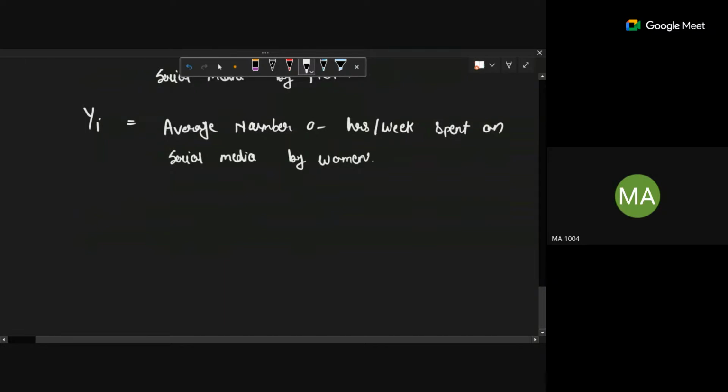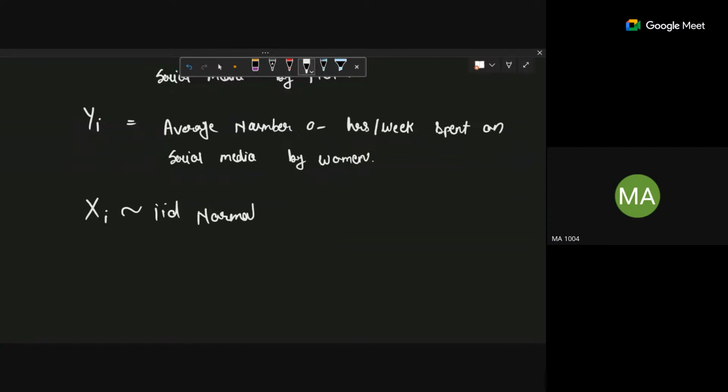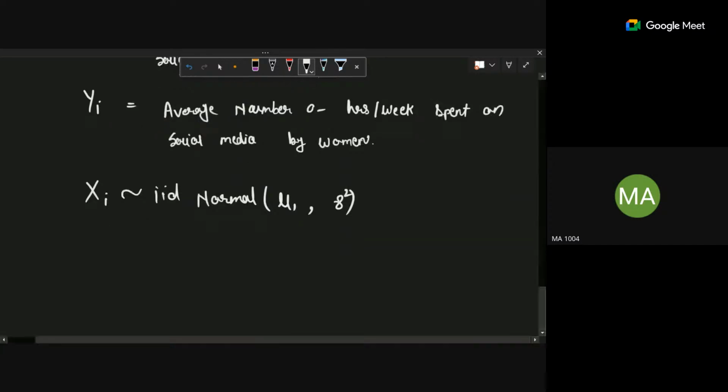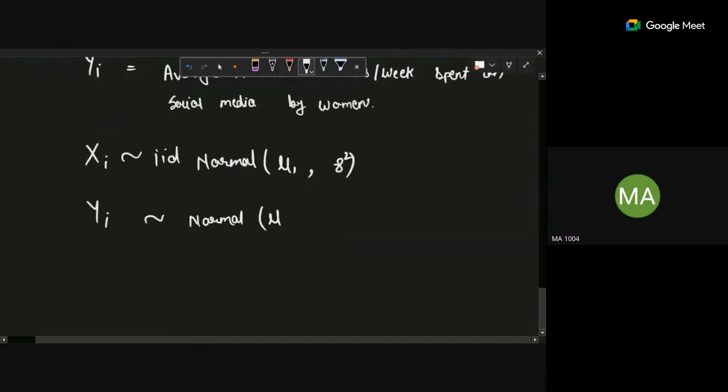And one more thing, xi is, let's say, normally distributed, and we will also consider its IID samples, normally distributed with, let's say, mean mu 1 and variance 8 squared. It was given 8, right? For men, it was 8. Fine. So generally we have standard variance here, so I am writing here 8 squared. And what about yi? So they are also normally distributed, with some mean mu 2 and variance 10 squared. Fine. Yes, ma'am. It was already given.